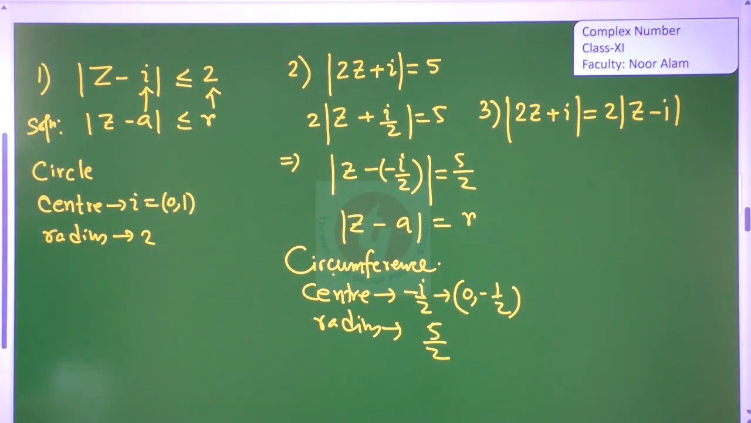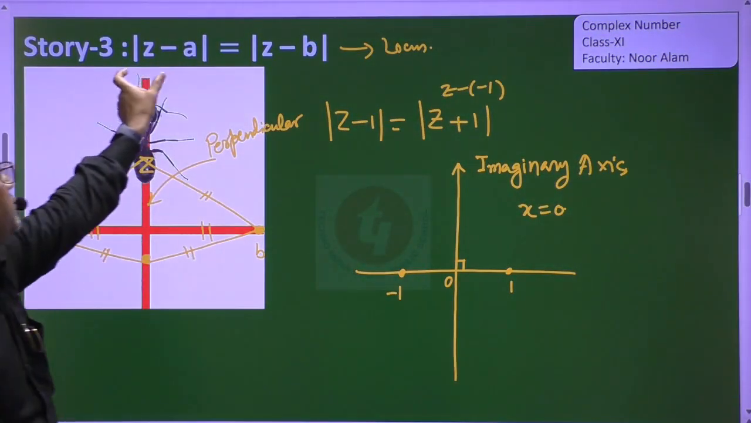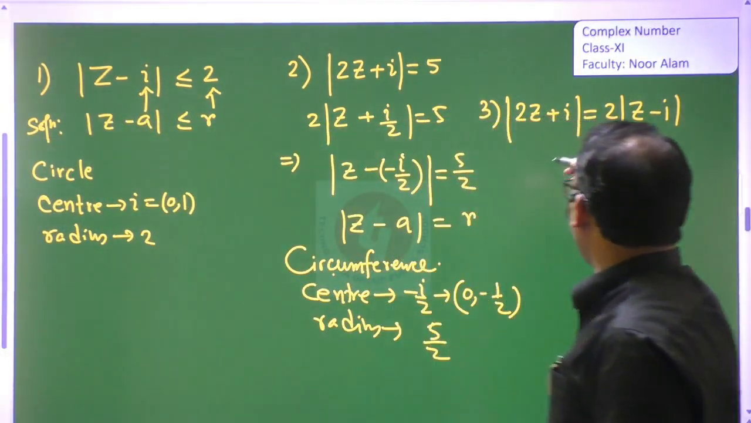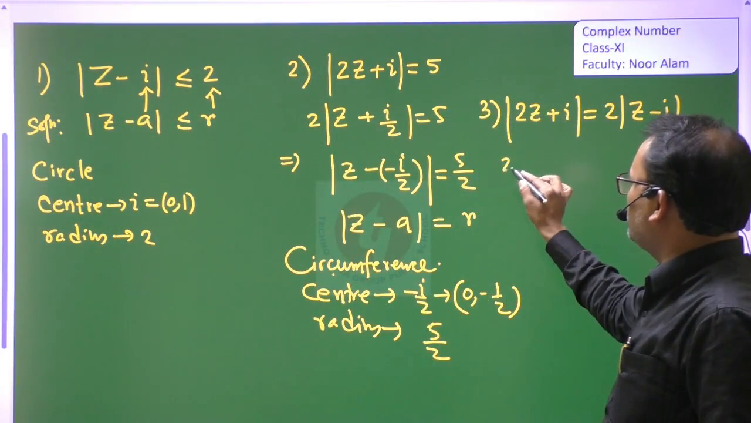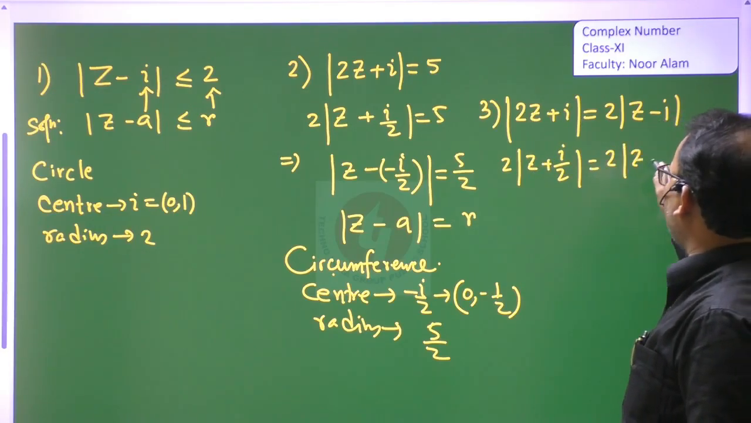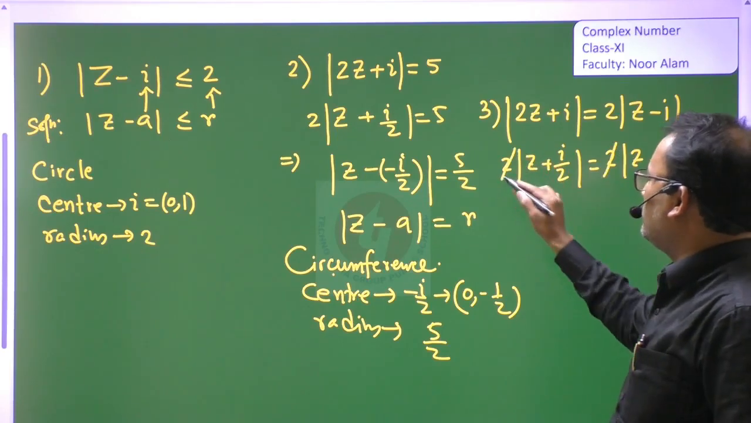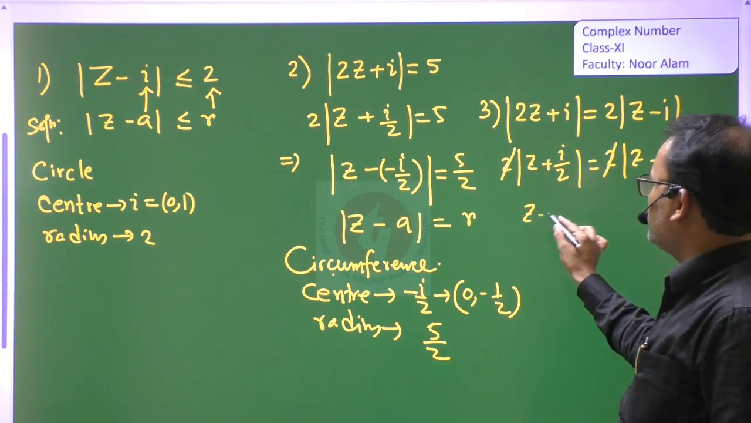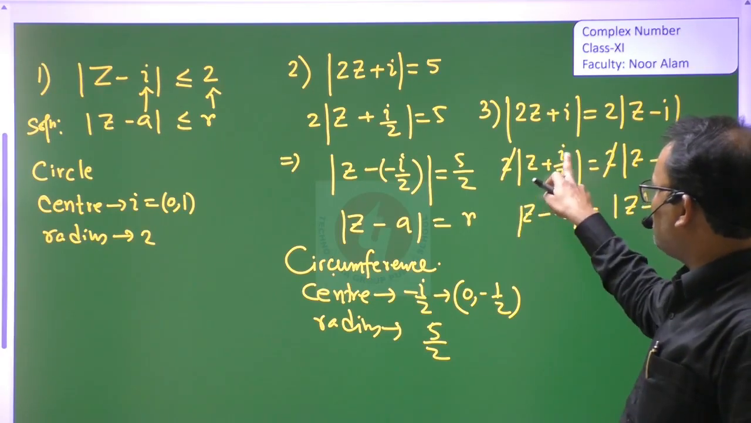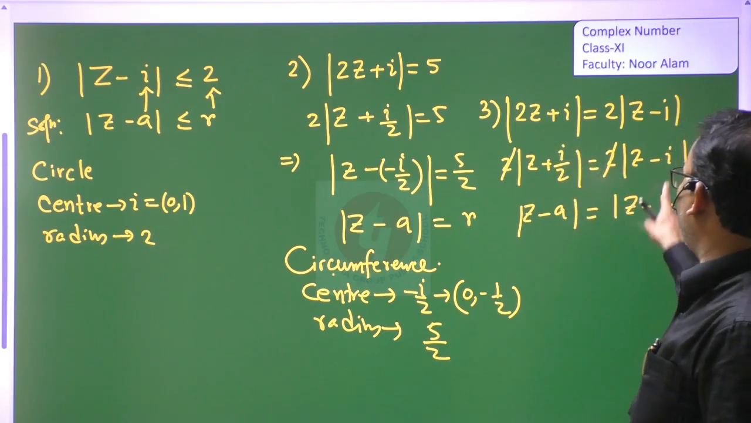Okay. Now coming to the third problem. It is similar to this pattern, mod of z minus a is equal to mod of z minus b, where the locus is the perpendicular bisector of the line joining the end points. So first of all, we should write this in the standard form. Taking 2 common, it will be 2 times z plus iota by 2 on one side and mod of z minus iota on the other. So the 2s cancel out. So you can say that it is in the standard form, mod of z minus a equals mod of z minus b. Therefore a is minus iota by 2 and b is iota.